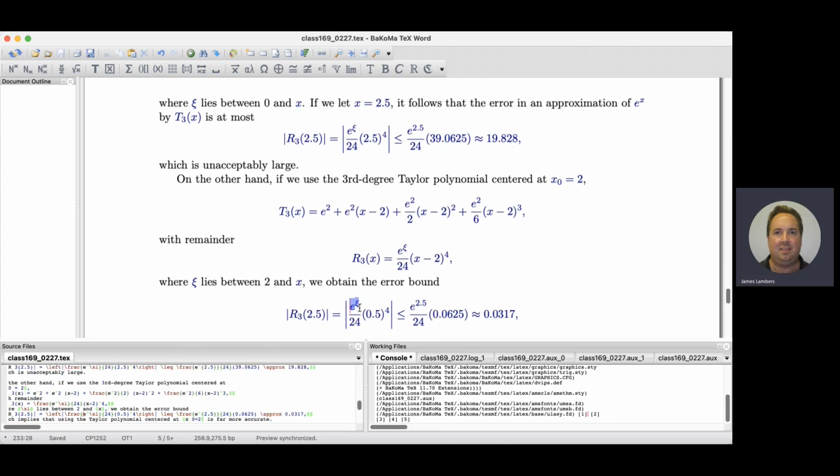So once again, the largest that this can get is e to the 2.5, still divided by 4 factorial. But now, instead of raising 2.5 to the 4th power, it's 0.5 to the 4th power. So now the error turns out to be a whole lot smaller. So I have assurance that I can accurately approximate e to the 2.5 using this third degree Taylor polynomial, because my error is only at the very most about 3%.